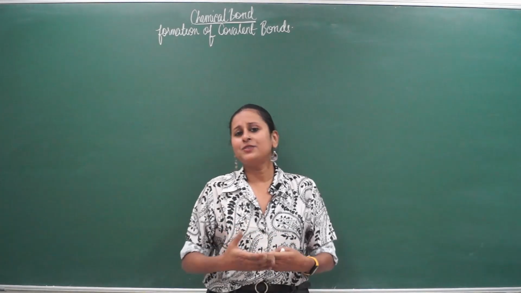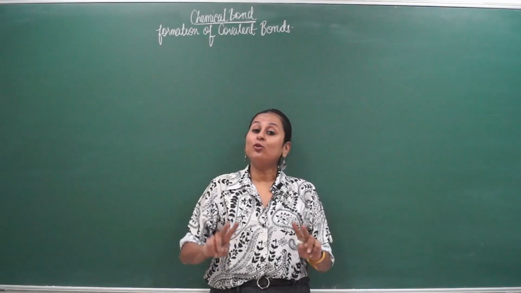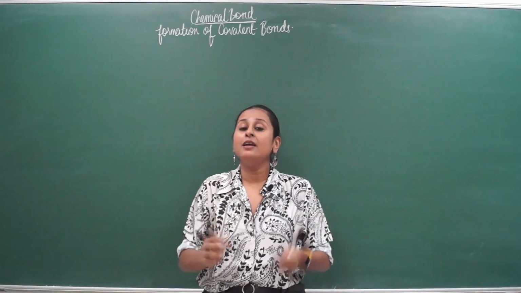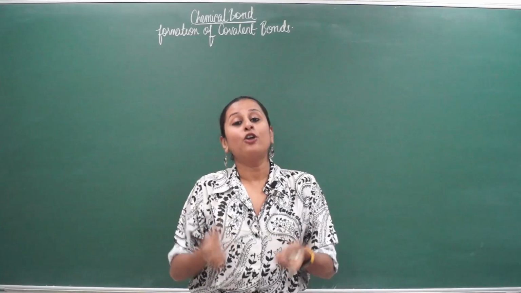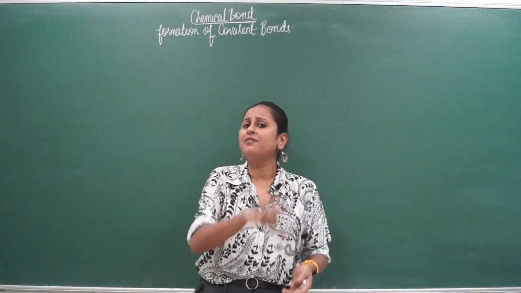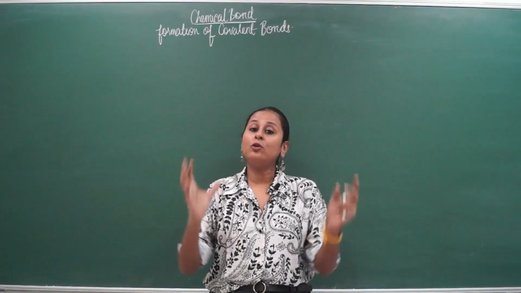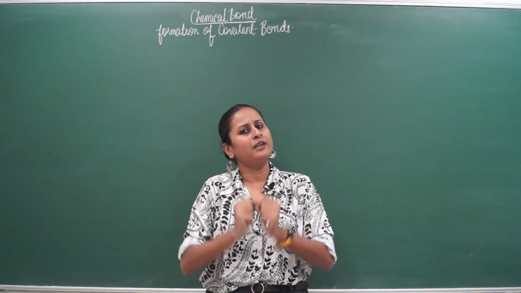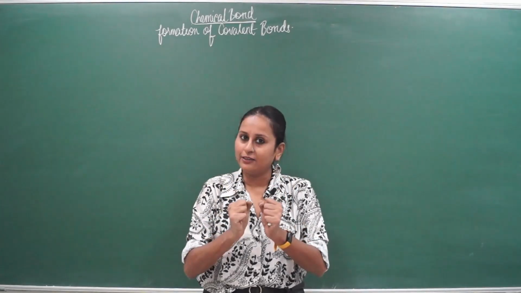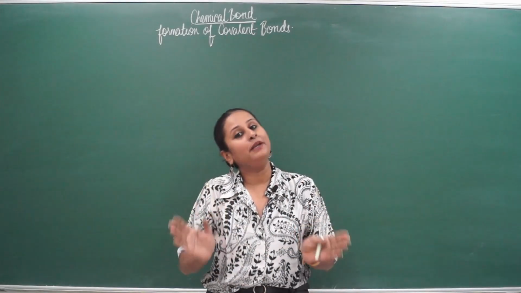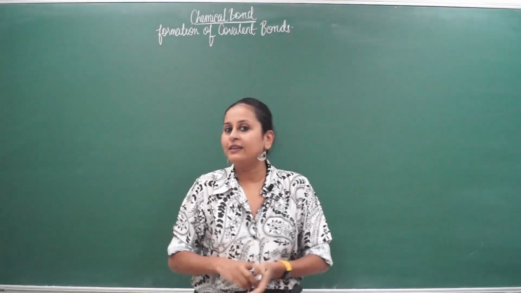Okay children, now we are going to see the formation of covalent bonds. Covalent bonds are bonds formed between two non-metals. That means it's a bond formed between two atoms where no one has given electrons, no one has taken electrons, there are no ions. Two atoms of the same or different elements have come together and decided to share their electrons in order to complete their octet. So let us look at the examples.